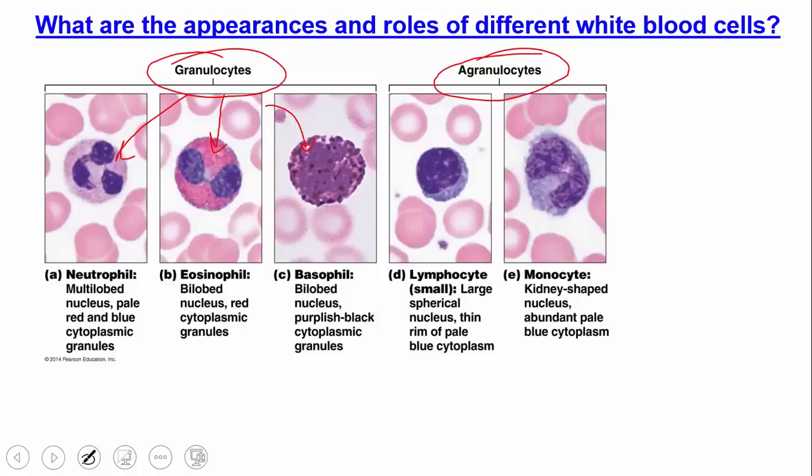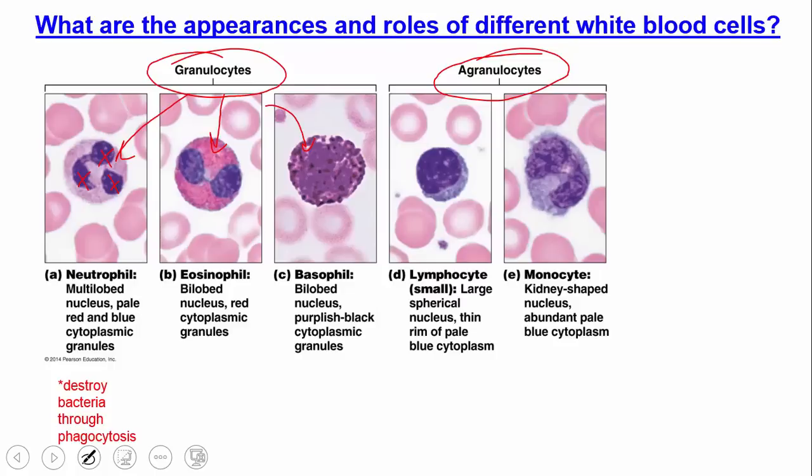So neutrophil is multi-lobed for its nucleus. You might say, how do we know it's multi-lobed? And the reason is we have multiple little lobes to the nuclei, and I'm putting little X's over them now. That's how we know. What's the function? It destroys bacteria through phagocytosis, right?